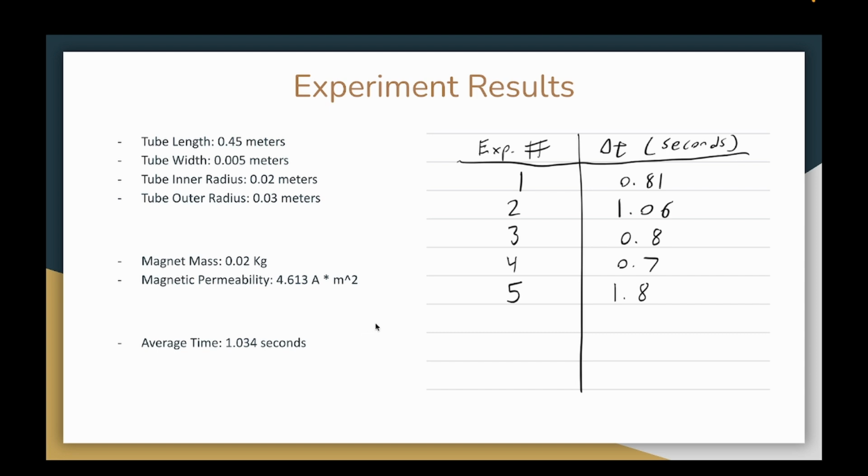So the results of the experiment. Here are some initial conditions of the tube, or initial measurements, I should say. And here is the time results, delta t, that I measured for each experiment. And here's the average time that I found.